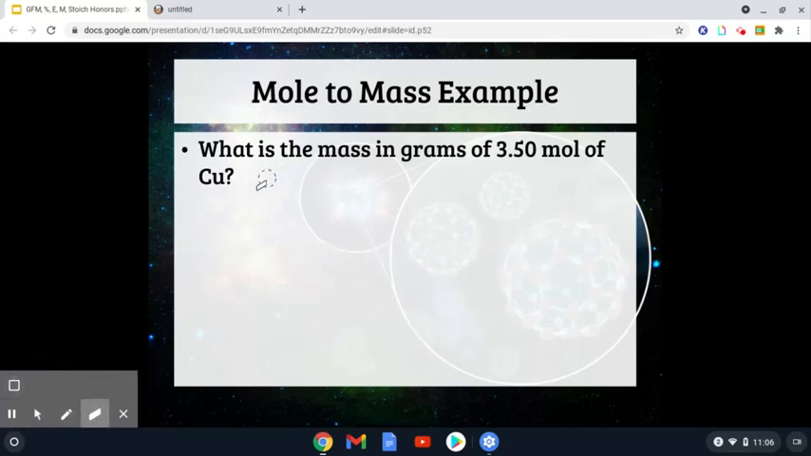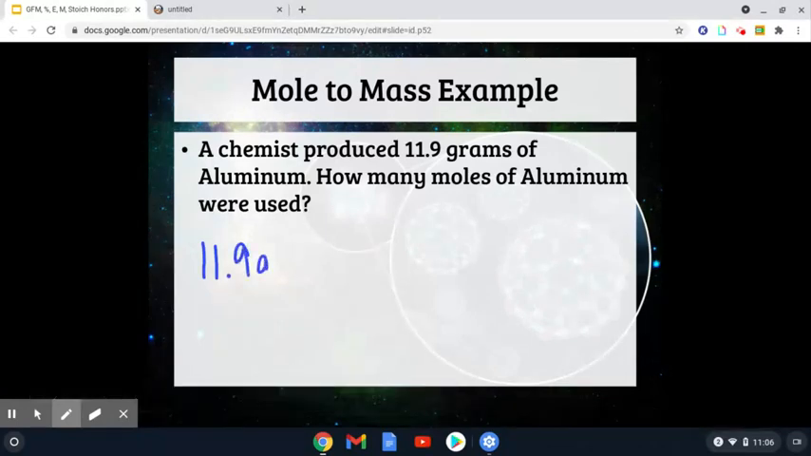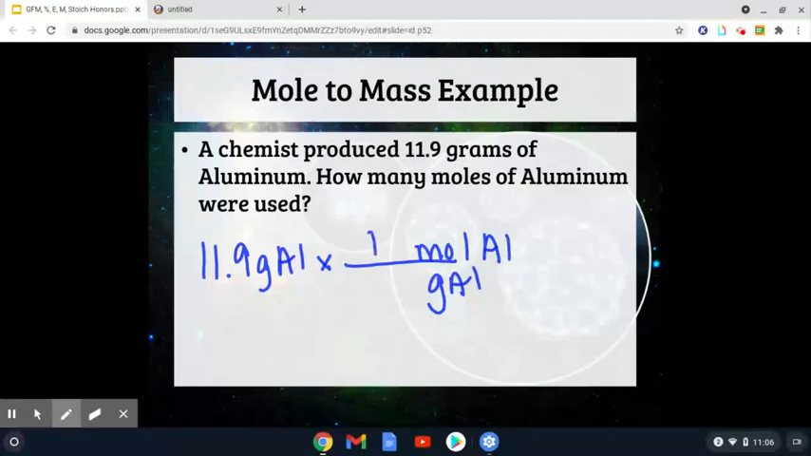Okay, for this next one, a chemist produced 11.9 grams of aluminum. How many moles of aluminum were used? So you always write down what's given, 11.9 grams of aluminum. I want to know how many moles. So grams are going to go on the bottom to cancel. Moles are going to come up on the top. 1 mole of aluminum is equal to the gram formula mass of aluminum, which is 26.98. Got that right from the reference table. And after sig figging, you would get 0.441 moles of aluminum.